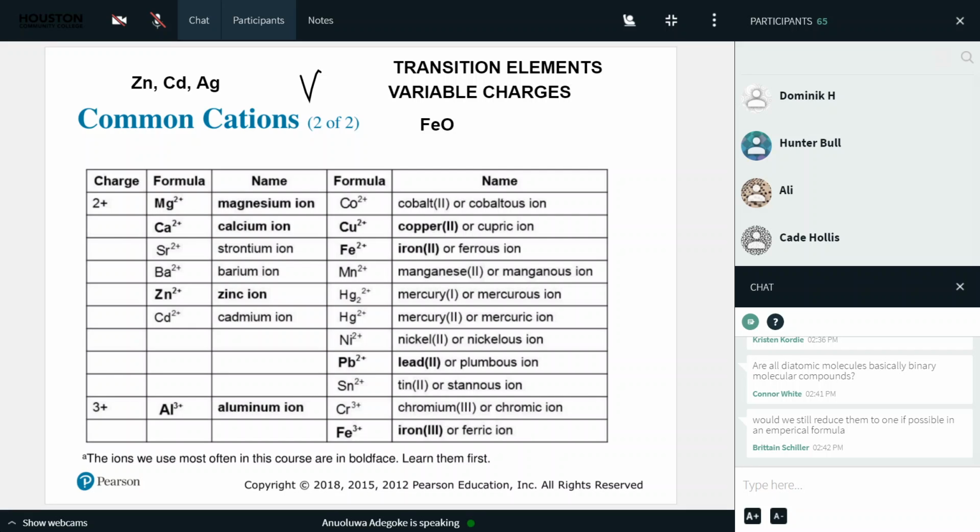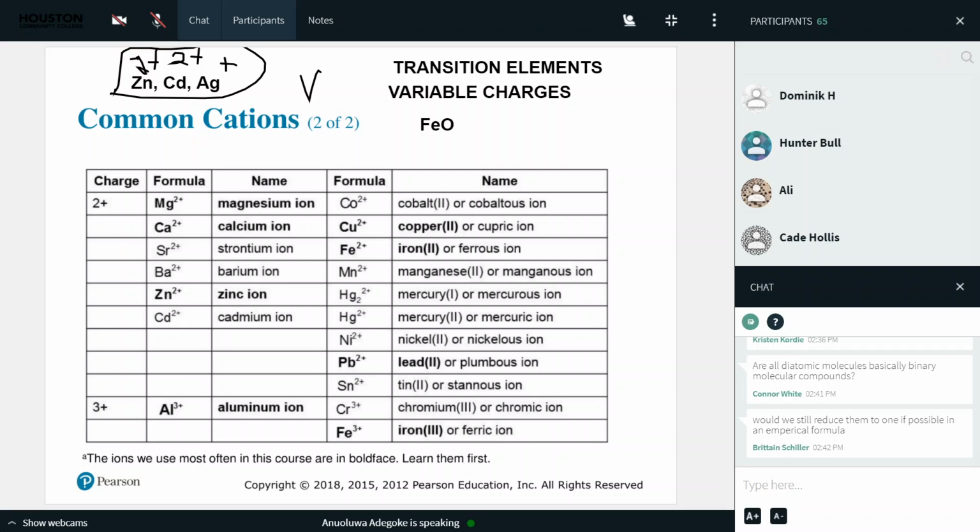Zinc has 2+ charge. Let me just write it on top here. Zinc has 2+ charge. Cadmium has 2+ charge. And silver has +1 charge. So did you see all these 3 transition elements? These are the only ones that don't have variable charges. They have fixed charges. So these are their charges: zinc 2+, cadmium 2+, silver +1.